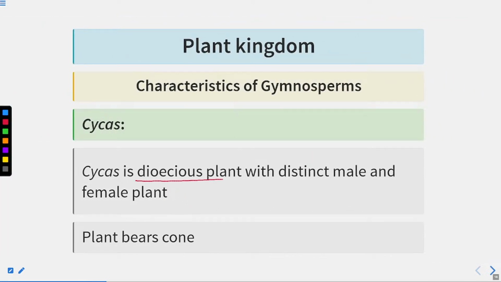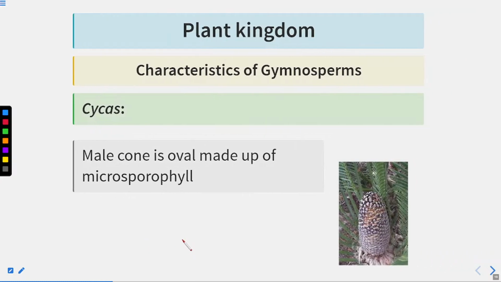Cycas is a dioecious plant with distinct male and female plants. It means they will have a male plant and a female plant separately, right? And whether it is a male plant or female plant, it bears what? Cones. So the cones are also different, male cone and female cone. Let us see. This is the male cone. This is the figure of the male cone in the case of Cycas.